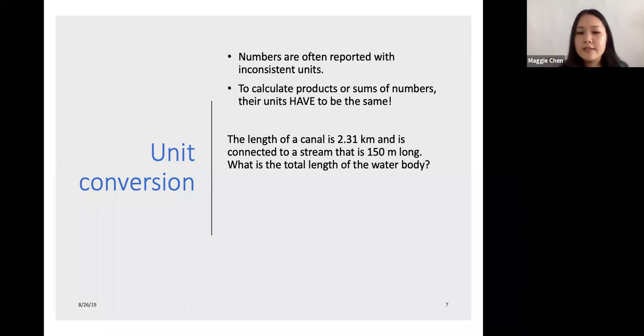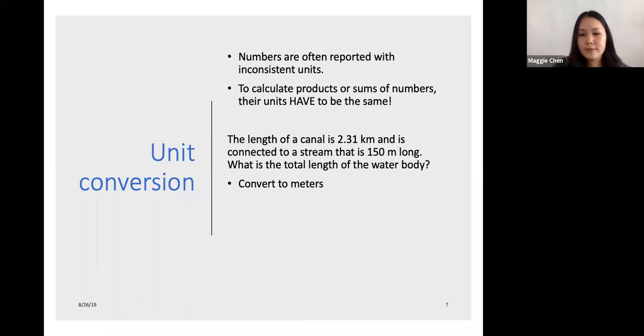An example of how we can do unit conversion is: the length of a canal is 2.31 kilometers, and it's connected to a stream that is 150 meters long. So already we have two different units, kilometers and meters. What is the total length of the water body? We're going to have to convert one of these units to a similar unit so we can have that final answer.